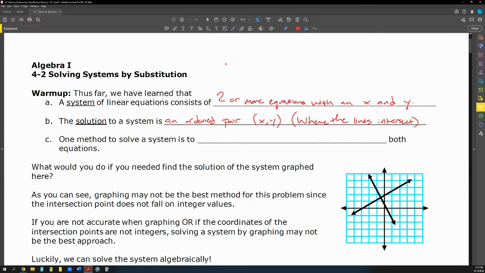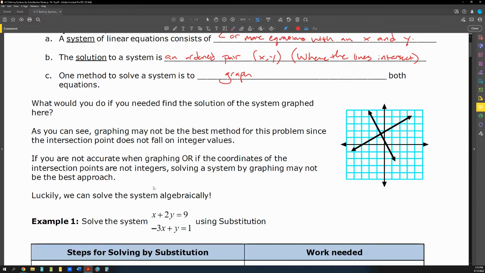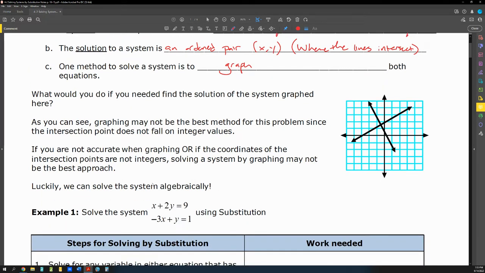One method to solve a system is to graph both equations. And that's the first method that we learned in 4.1, solving systems by graphing. So suppose we have the example below. We've graphed these two lines on the same plane, and we're looking to find the solution. We know that the solution is where the lines intersect.